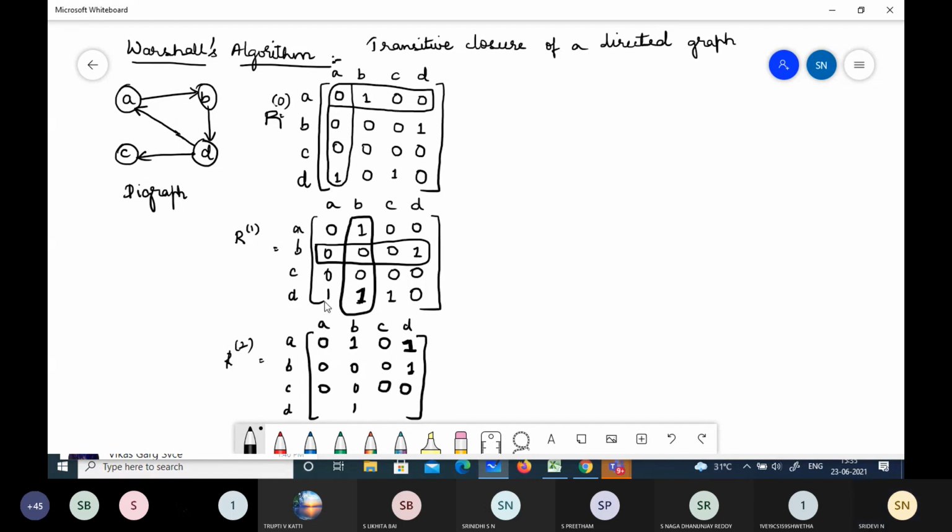Next, how do we get this? Like this, we'll do. Already 1, we'll retain. Here, already 1, we'll retain. And now, here, 1 into 1 is 1. Here we have 0. So we can just highlight this. So we have got 2 new entries, isn't it? With R2, we have got 2 new entries. Now, we will move on to R3.